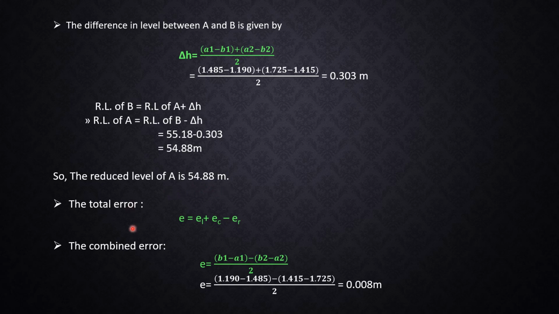The total error, we know that E is equal to E1 plus EC minus ER. So the combined error, we also know from the theory that E is equal to (B1 minus A1 minus B2 minus A2) divided by 2. By putting the values of A1, B1 and A2, B2, we get E is equal to 0.008 meter. So the combined error is 0.008 meter.